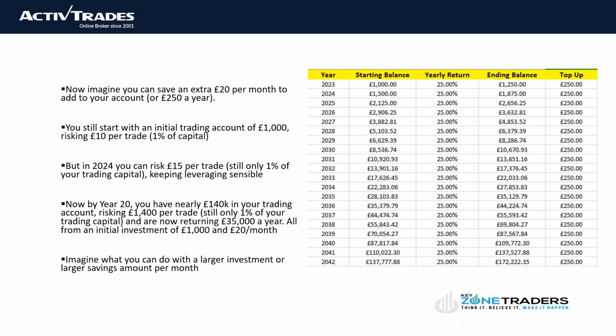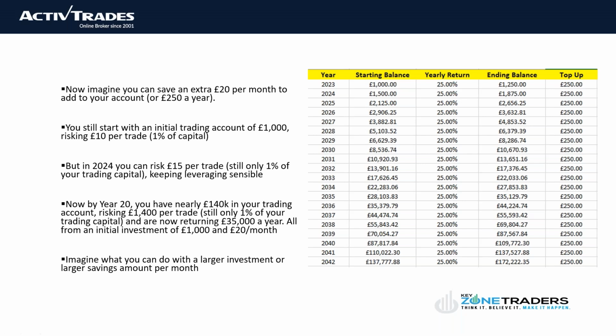But if you carry on this way and you continue to save £20 a month, and you continue to follow the process, in the same scenario, by year 20, you now have £140,000 in your trading account, risking £1,400 per trade, which is still only 1% of your trading account, and are now returning £35,000 a year, all from just an initial investment of £1,000 and adding £20 a month, which all of a sudden seems much more affordable, much more achievable, but you're obviously going to need the patience and the long-term view to make that work for you.